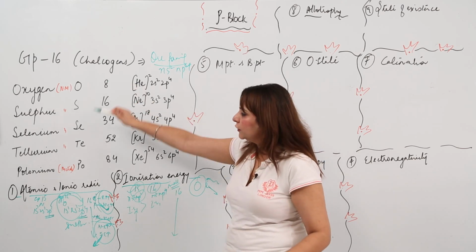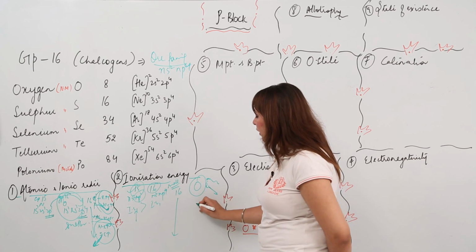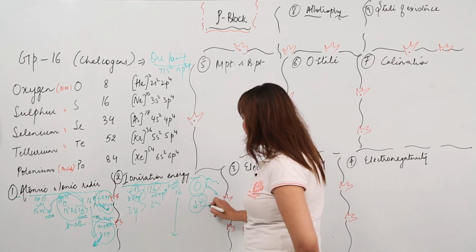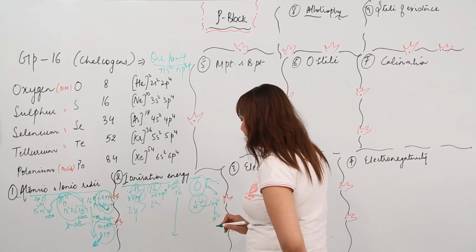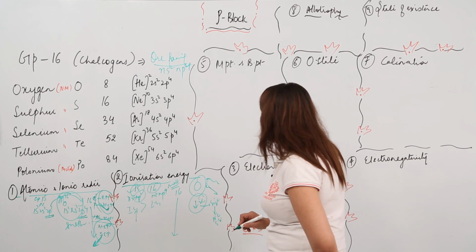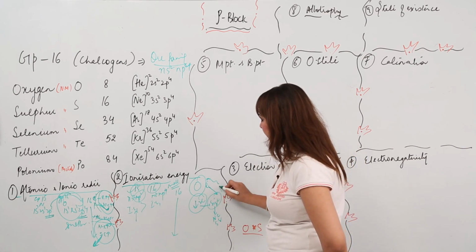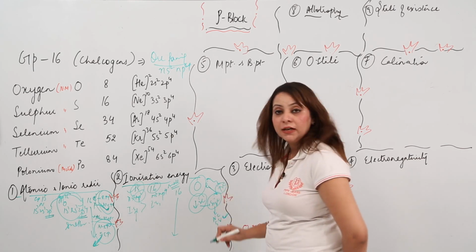Now if we compare the ionization energy within the 16th group, that means if we move down from oxygen to polonium, we know that as we move down, ionization energy always decreases. The reason is that it depends upon the size, and size further depends upon the nuclear charge and the shielding effect also. We see that as we move down, there is an increase in size because there is an increase in the shielding effect.